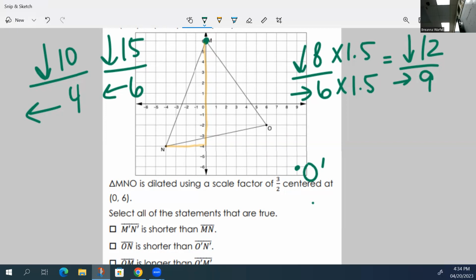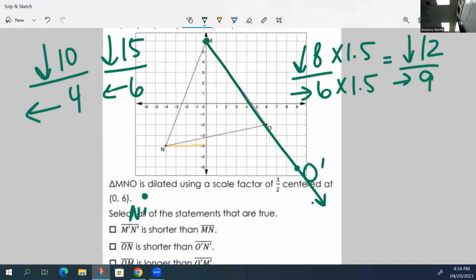Or you could go an additional 5, an additional 2. 1, 2, 3, 4, 5, 1, 2. So then N should be somewhere right there. All right. One thing to remember is when you are dilating, it's in the same line. So O should be 1.5 times down and right from N.